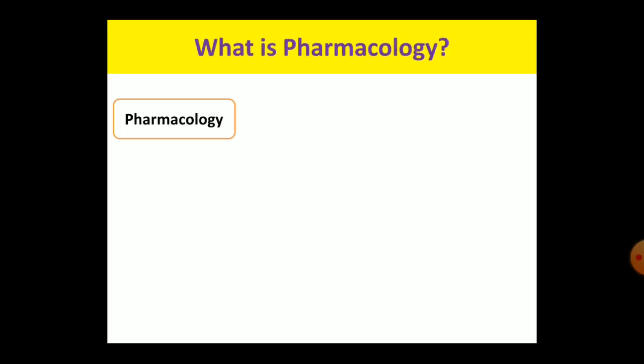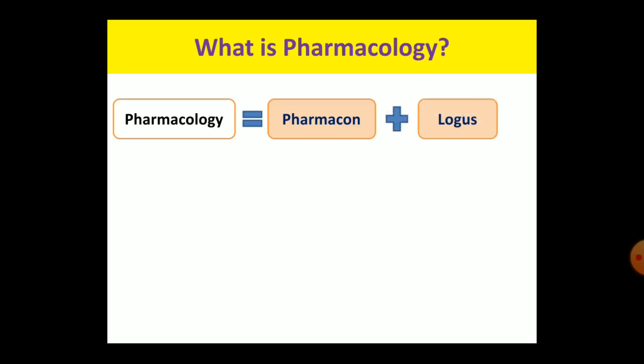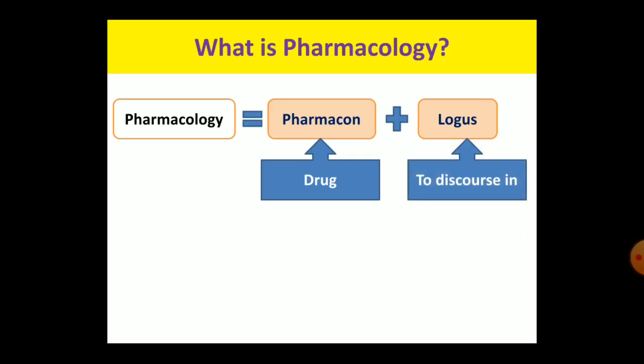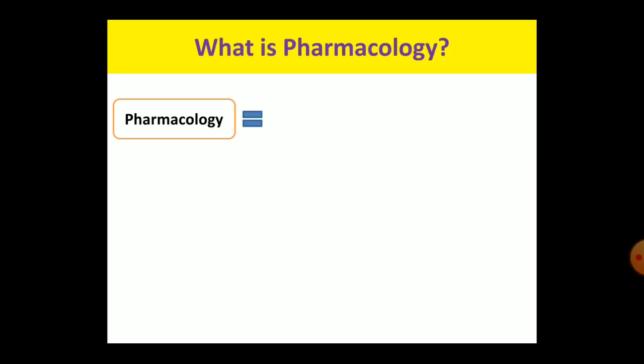First, what is pharmacology? If you break this word, pharmacology, it is made up of two words, pharmakon and logos. As you know, the majority of medical terms are derived from Greek terminology, and the meaning of pharmakon is the drug, and logos means to discourse in or to treatise, or in a simple way, detailed study. So pharmacology means the study of drugs. In very simple language, if someone asks you what is pharmacology, pharmacology means study of drugs.